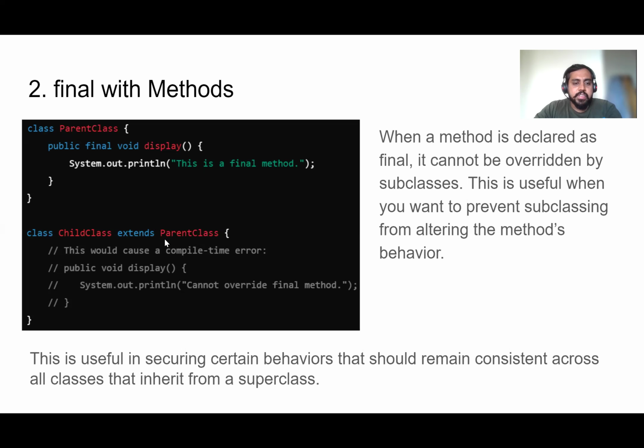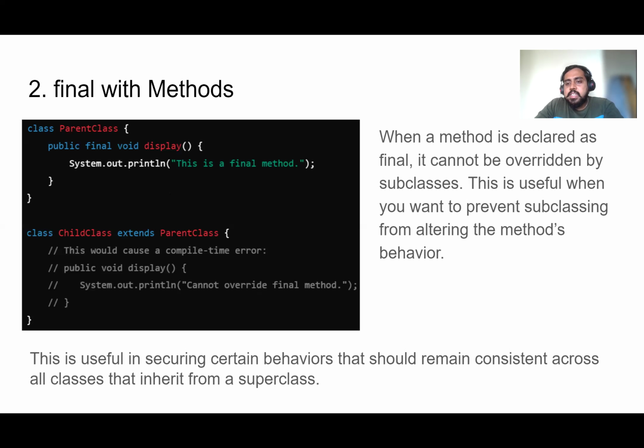I have one child class which extends this parent class, and I have commented out some code. If I uncomment it, I will get a compile time error. What I have commented out is overriding: I'm trying to override this display method and write one more logic, something like a cannot-override-a-final-method message. I'll get a compile time error. Why? Because the parent class method which I'm trying to override has been made final by my parent, so a child can't override it. When a method is declared final, it can't be overridden by the subclasses or child classes.